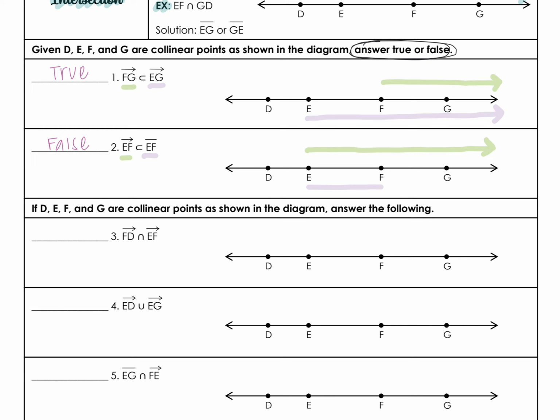With these ones, we are going to name whether, for the intersection, it was a ray or a line or a segment where they overlapped. And same with the union, whether it was a ray, a line, or a segment where we were including all of it. Okay, so let's look at these problems here.